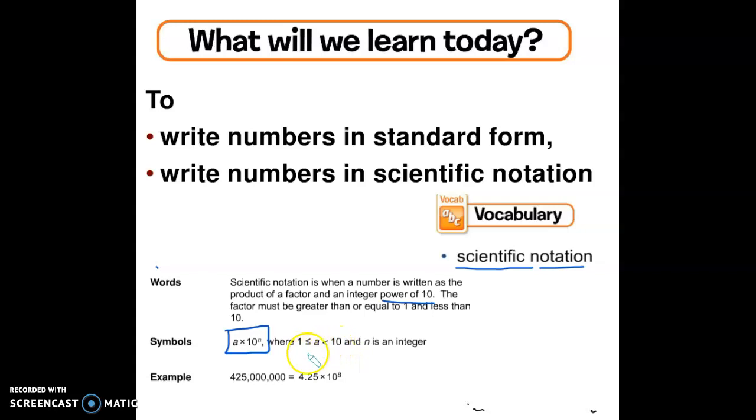Gotta remember that. Let's say, for example, I have this entire number. Since the first number has to be between 1 and 10, my decimal has to come right up here. So I'm going to move my decimal to the left: 1, 2, 3, 4, 5, 6, 7, 8. I'm moving 8 spaces, so I write it as 10 to the 8th exponent.